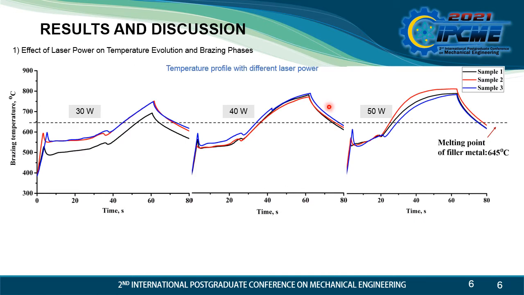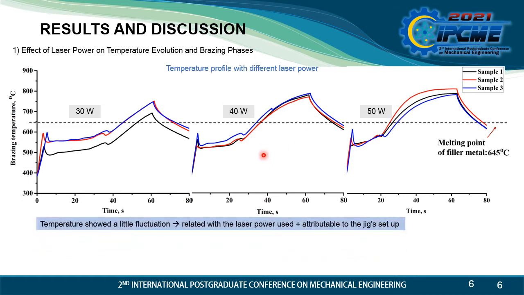Next, results and discussion. First, the effect of laser power on temperature evolution and brazing phases. This is the temperature profile with different laser power. From here, the temperature evolution can be analyzed by identifying the pattern of each temperature profile. The temperature showed a little fluctuation, which is attributable to the jig setup before the brazing process, where there might have been slight movement during the setup. However, it is assumed to be consistent because the pattern is almost the same for all laser powers.